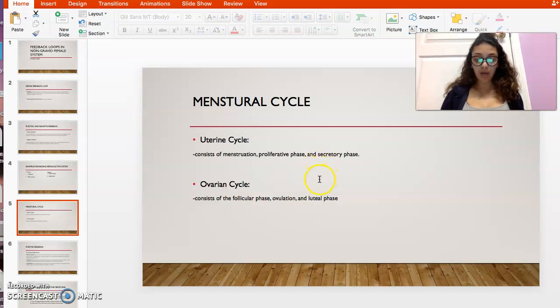Now we have the ovarian cycle, which consists of the follicular phase, ovulation, and luteal phase. The follicular phase is a phase of the estrous cycle during which follicles in the ovary mature and end with ovulation. Ovulation is the release of the mature egg from the surface of the ovary, and this happens mid-cycle. Ovulation is triggered by high levels of LH, which is a hormone. Lastly, the luteal phase begins with the formation of the corpus luteum and ends in pregnancy or luteolysis.